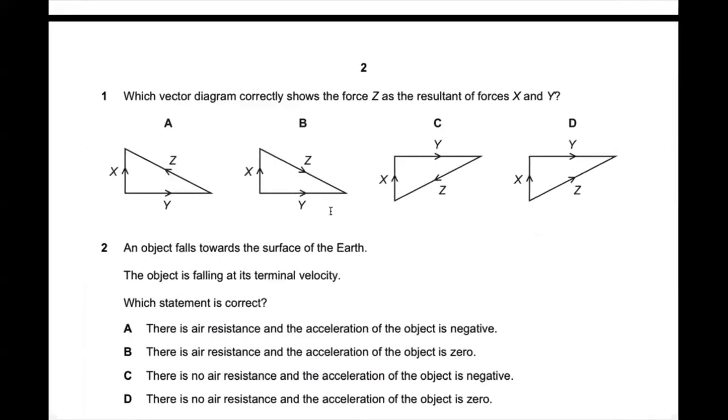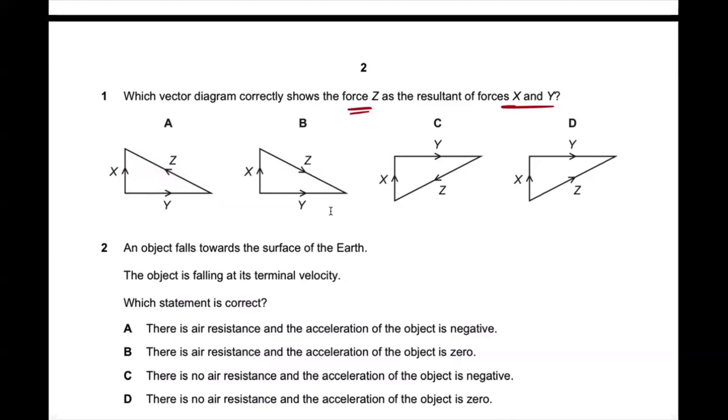So question number 1, for some reason, is also highlighted by the examiner as a question that the examiner thought was important enough to comment on separately. Which vector diagram correctly shows the force Z as the resultant of X and Y? So it must be obeying the head to tail rule. So X and Y, but here the resultant is not drawn correctly. It should be like this.